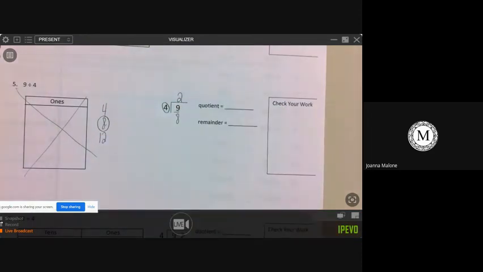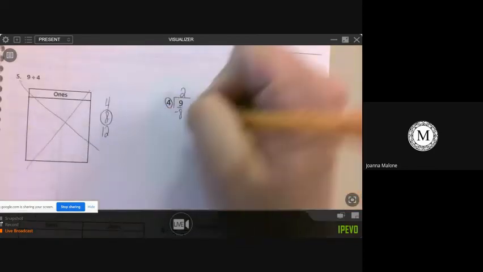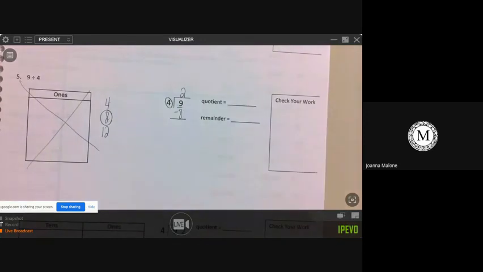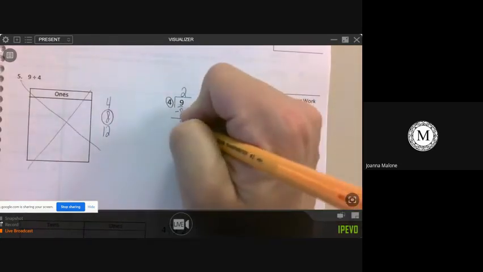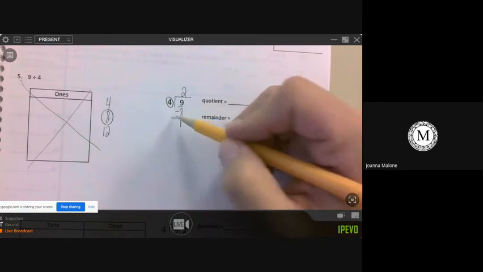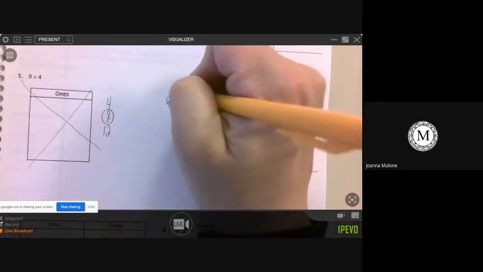What do I do after I multiply? Logan, what do I do after I multiply? I love seeing people flip back over to look at their steps. It's wonderful. I divide, multiply, and then I subtract. What's 9 minus 8? 1. 1 is smaller than 4, and there's nothing to bring down, which means I am done.